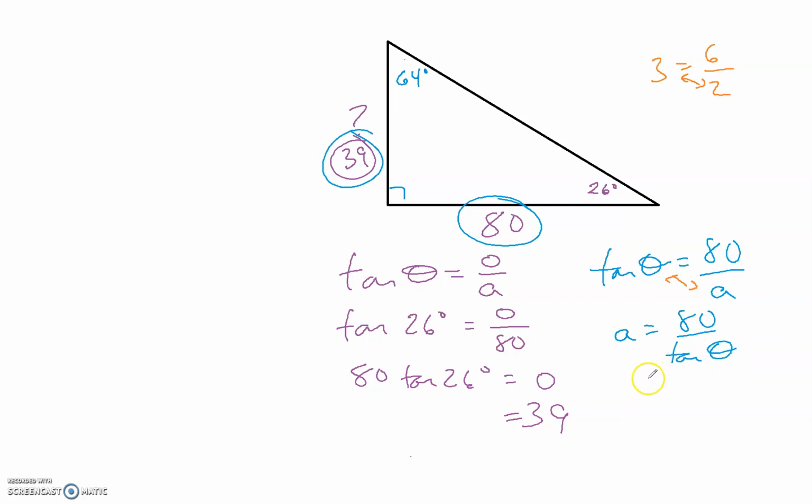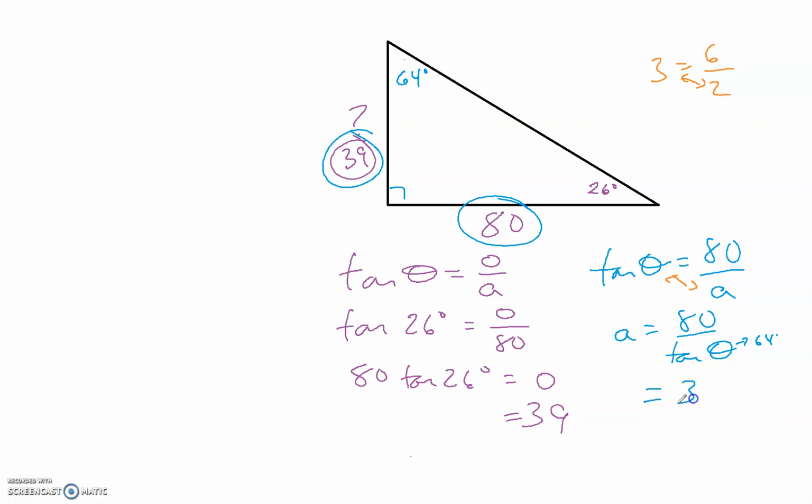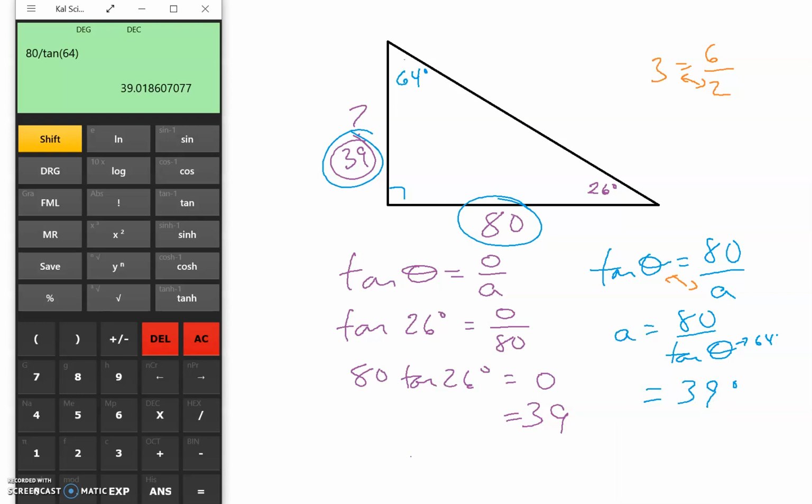So I can type in my 80, and I know that my theta over here is 64, so that's 64 degrees. All right, so let's just crack out Mr. Calculator here. To punch this out, we'll all clear it. I'm going to do 80 divided by the tan of 64, close my bracket, and press equals, and there's my 39 again. Okay, exactly what we're expecting. So once again, equal to 39.